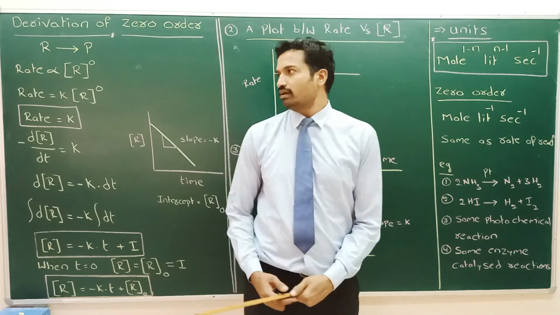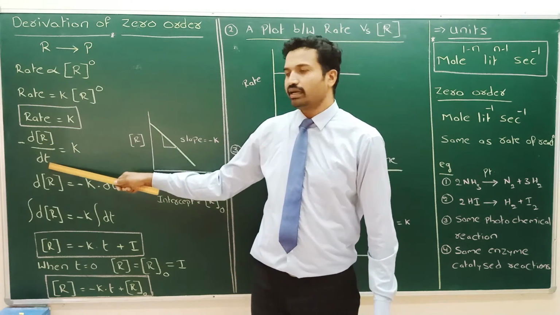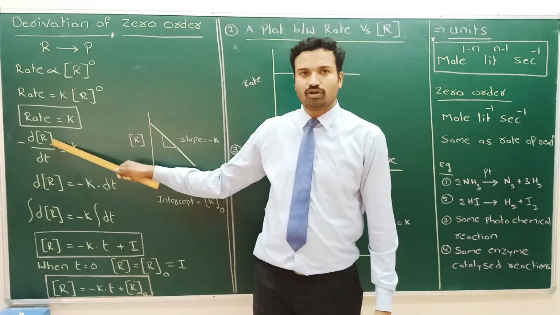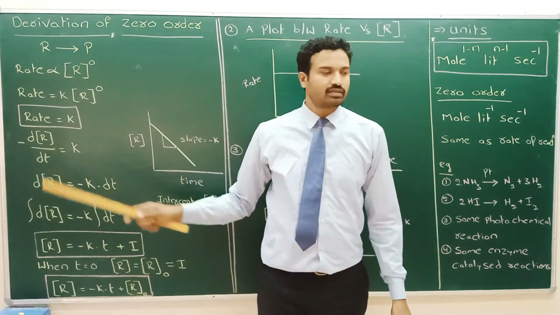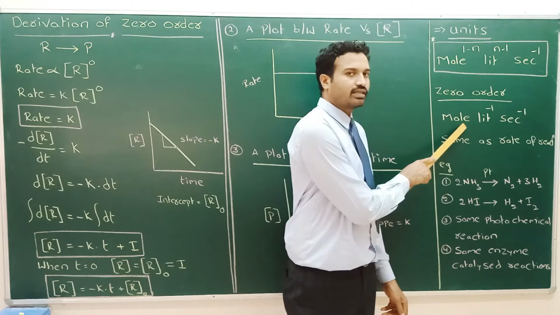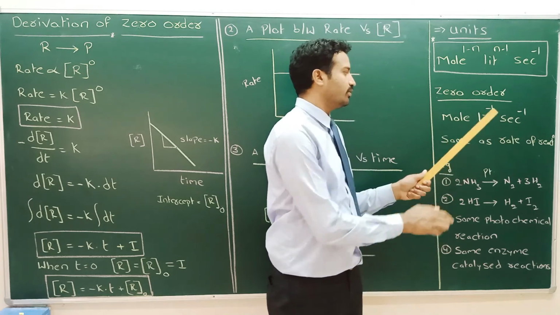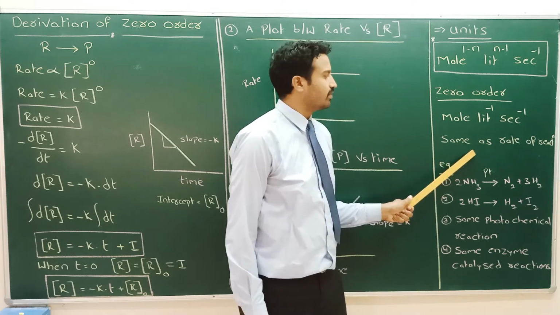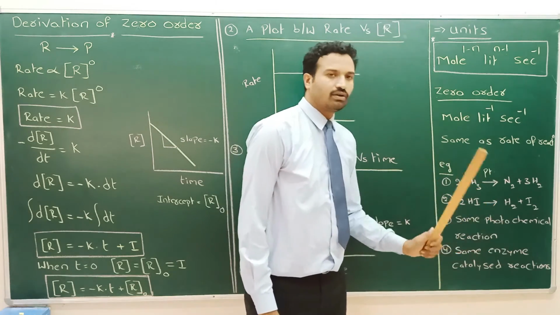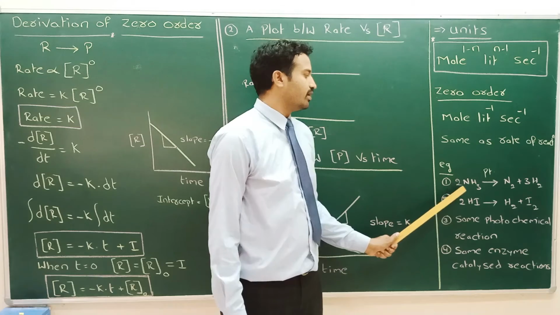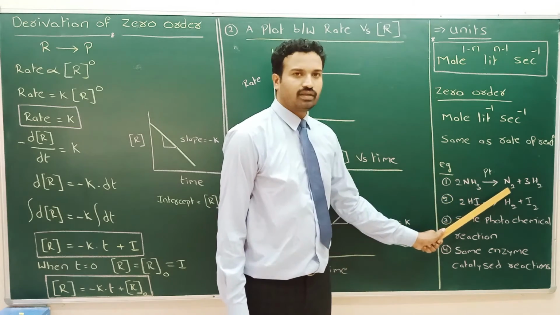What is the rate of reaction? dx by dt, dR by dt. Concentration is moles per liter, and time is second inverse. So the zero order reaction constant units are the same as the rate of reaction units. Next, some examples of zero order reaction. Example: decomposition of ammonia is a zero order reaction.